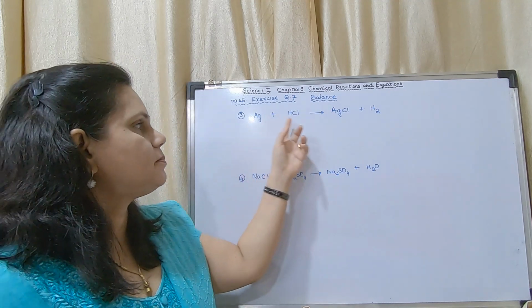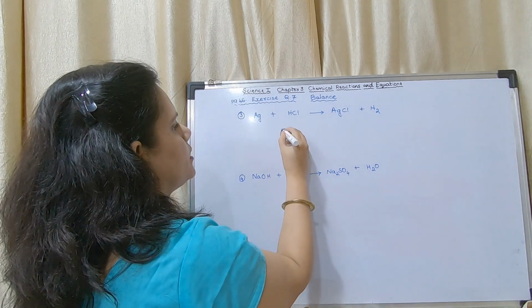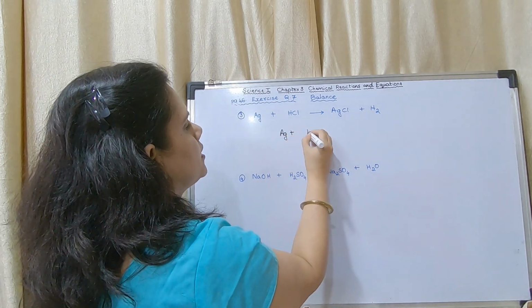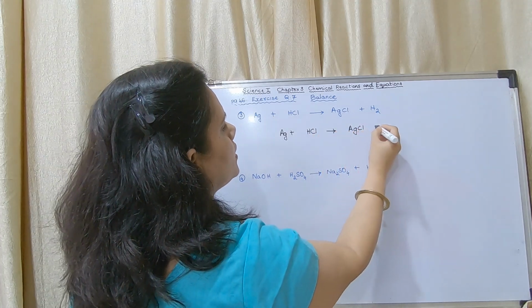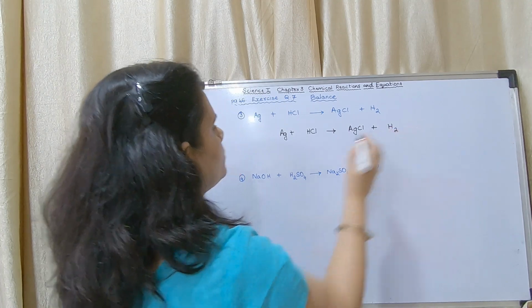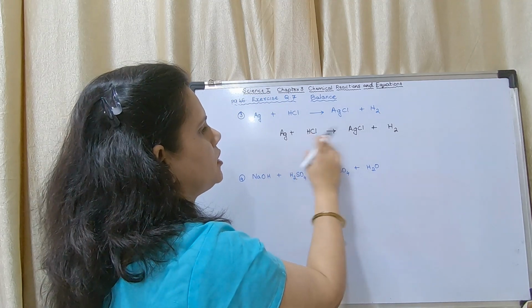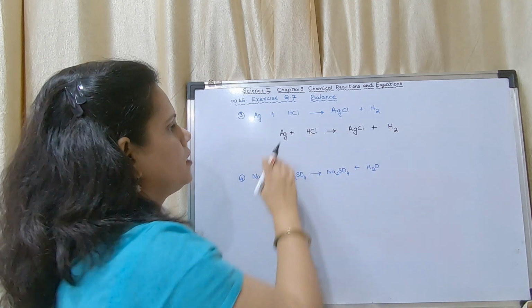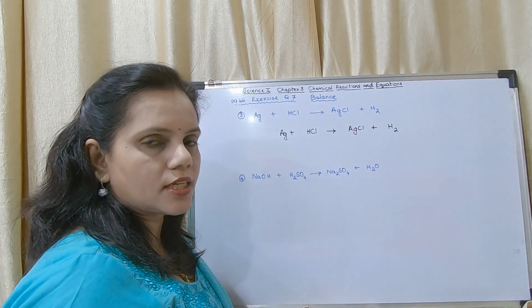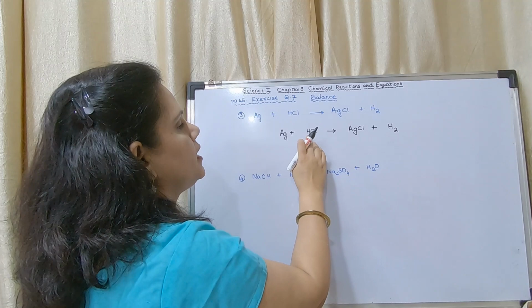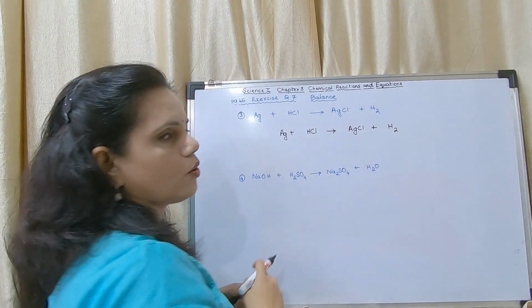You may see Ag plus HCl gives AgCl plus H2. I will write the equation. Ag plus HCl gives AgCl plus H2. Now I will start with hydrogen, because there is only one hydrogen here and there are 2 hydrogen here. There is one Ag, one Ag, one Cl, one Cl. So hydrogen is unbalanced. Here it is 2 and here it is 1.